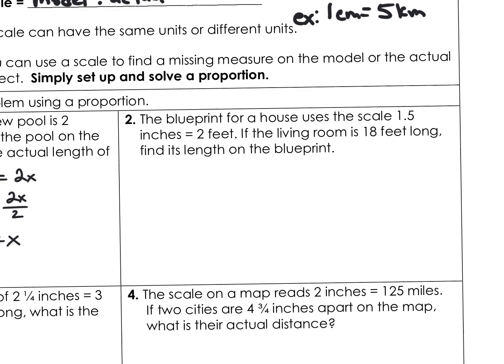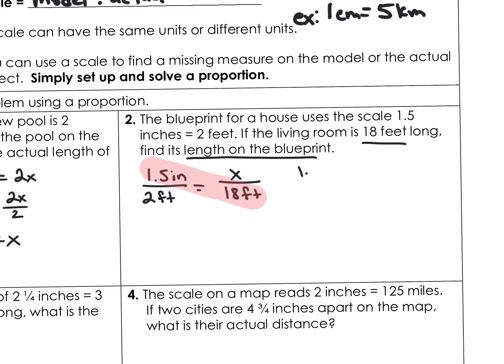All right, so in this situation, our scale is 1.5 inches is equal to 2 feet in real life. The living room is 18 feet long, so on this one, our 18 feet is going to go on the bottom, and our X is the length on the blueprint. Once again, we're going to use those cross products. So I have 1.5 times 18 has to equal our 2X. So 1.5 times 18 gives us a value of 27.